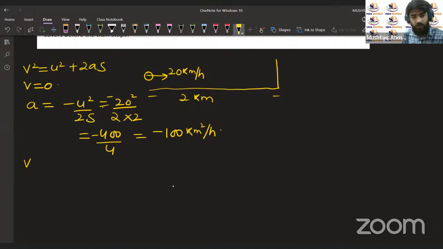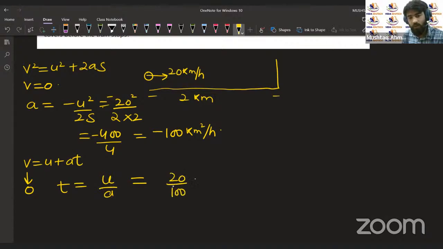So once again, we can use the first equation, that is v is equal to u plus at, and for final velocity equal to zero, the time will be u upon a, right? So the time taken by this train to stop is 20 over 100, so it's 1 upon 5 hours, or we can say it is 0.2 hours. So 0.2 hours is the time taken by this train to stop, or we can say 12 minutes, right? 0.2 hours is equal to 12 minutes. So 12 minutes is the time taken by this train to stop.